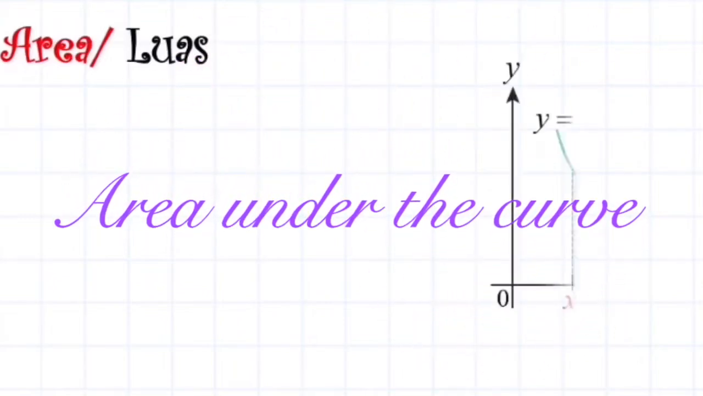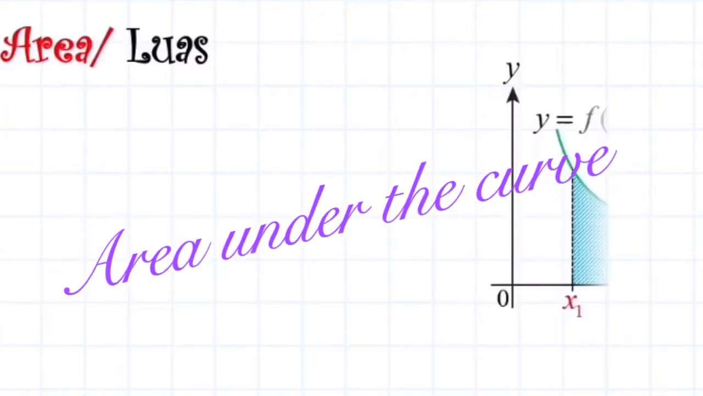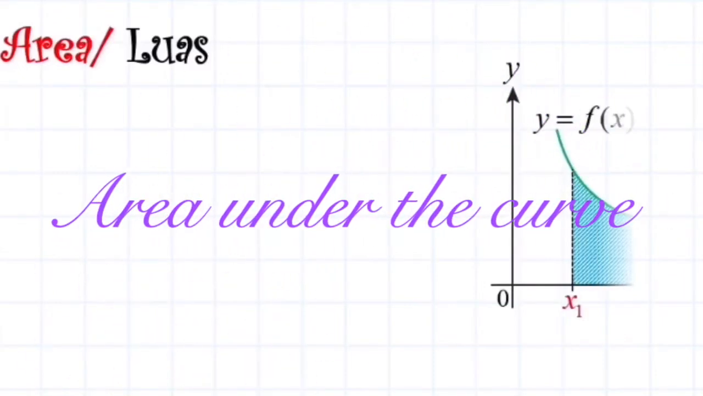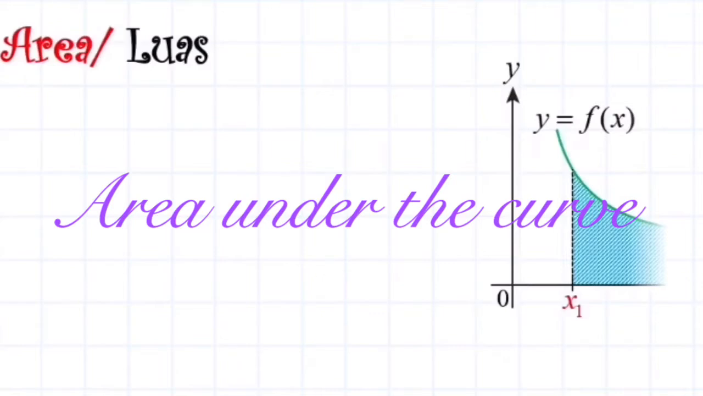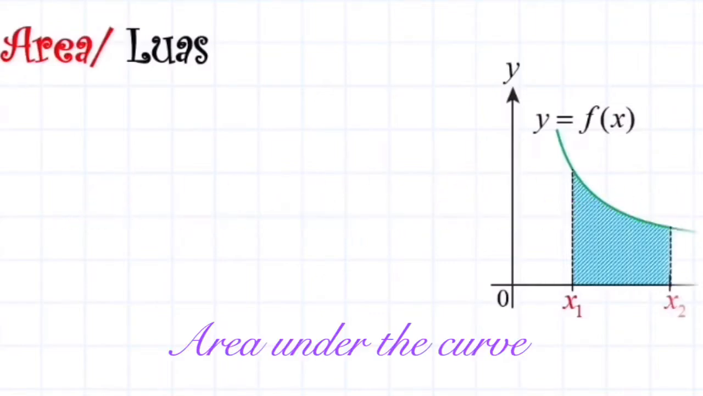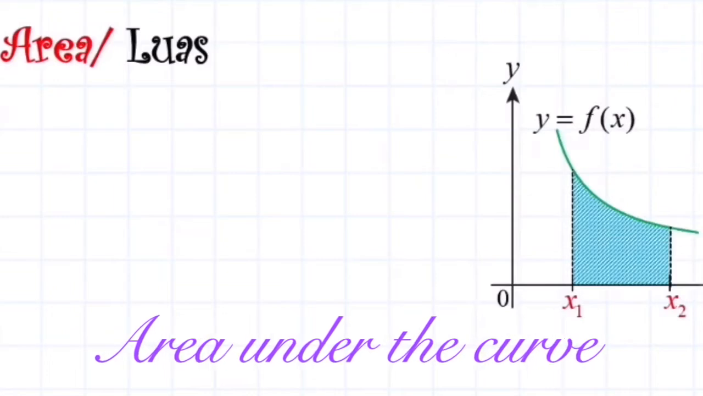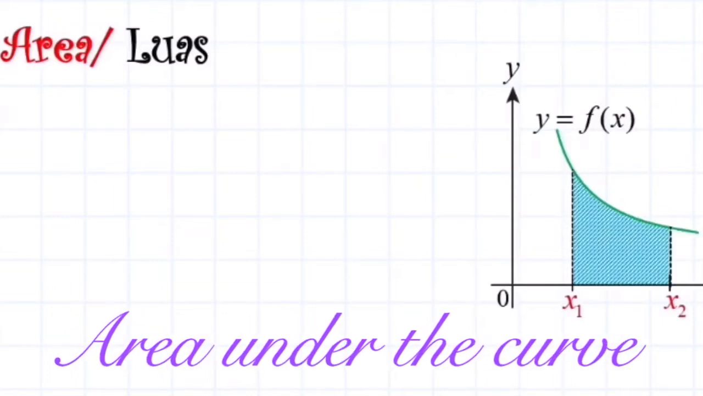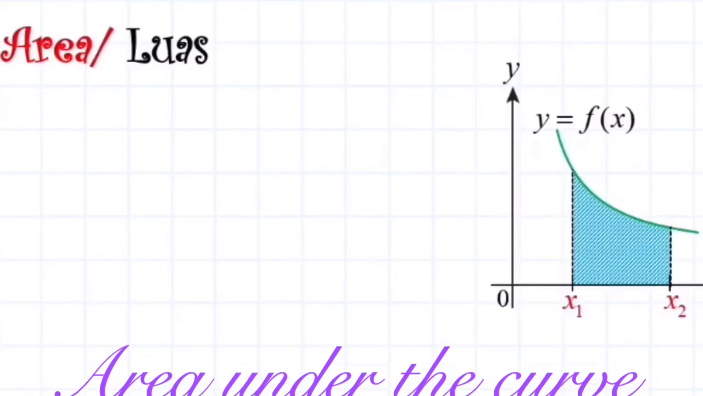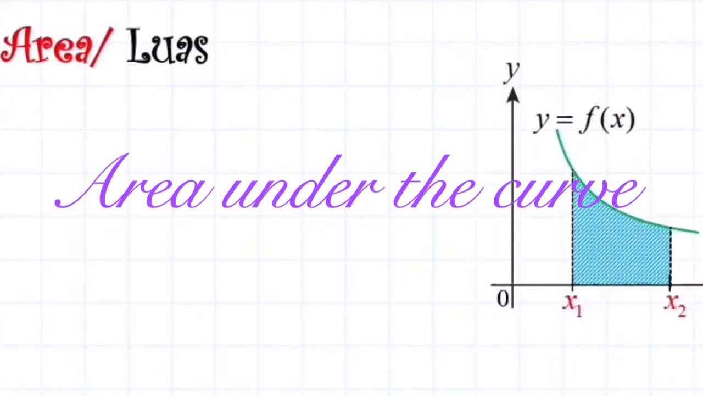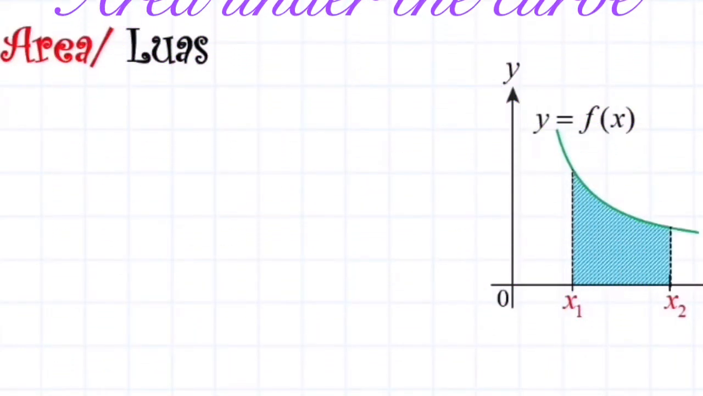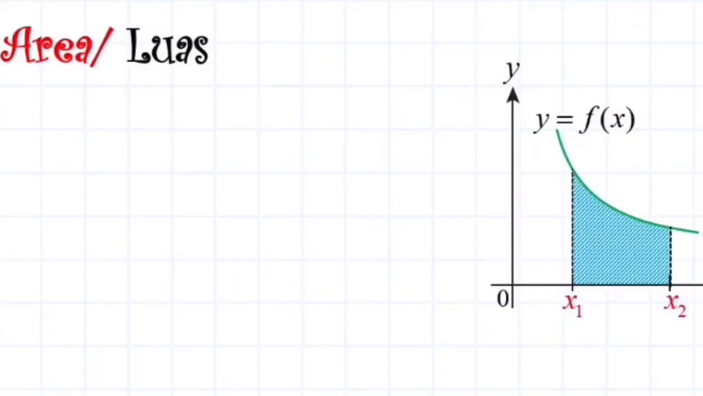Let's start with the diagram. Look at y equal to f(x). This is the curve, or we call it a function, and we have the lower limit x1 and upper limit x2. The shaded region is the area under the curve. The area shaded in blue represents an area which is positive because it is above the x-axis.